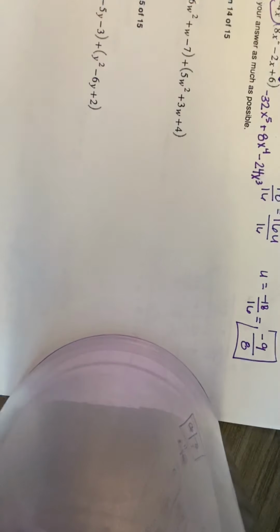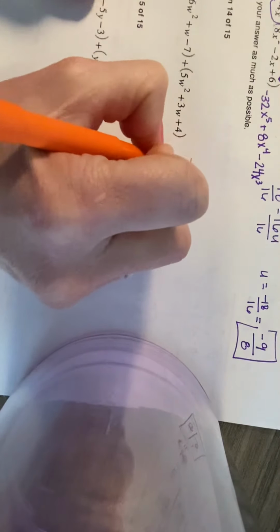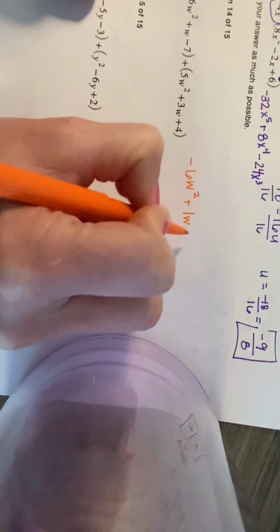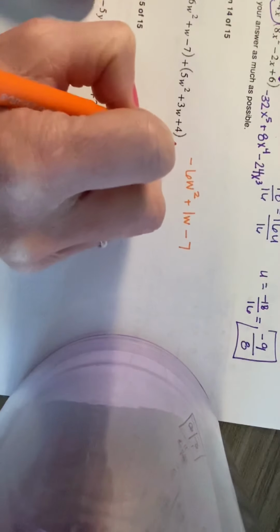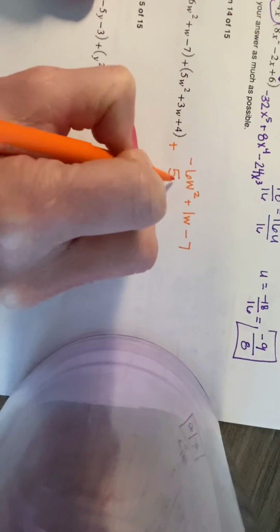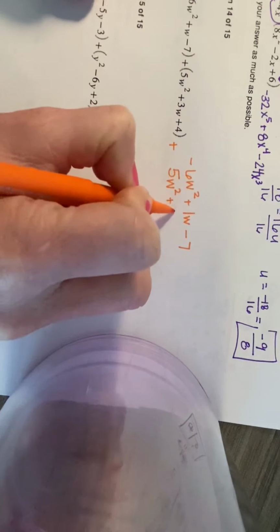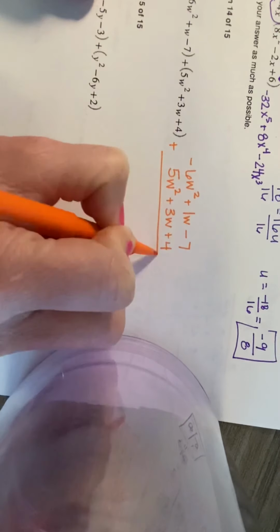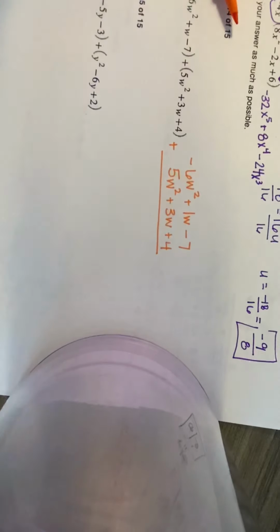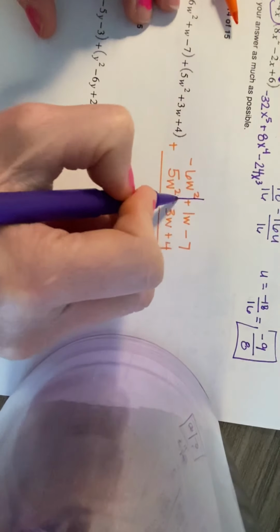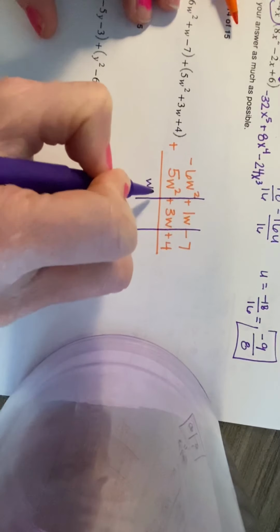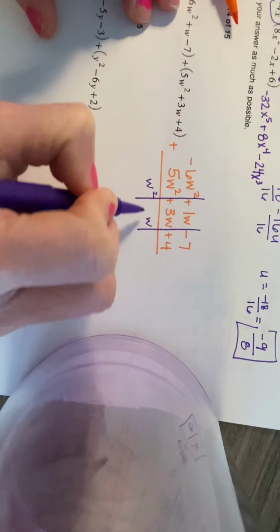I will write those in and then give you a second to copy them down. You're gonna get negative 6w squared plus 1w minus 7. And we're going to add that to 5w squared plus 3w plus 4. So there's what the equation should look like. And again, you just add vertically and your variables do not change.